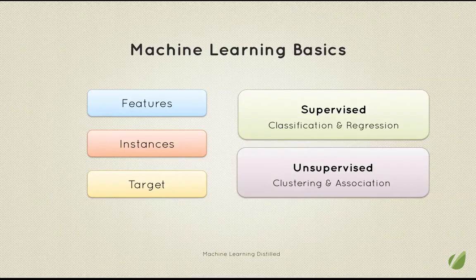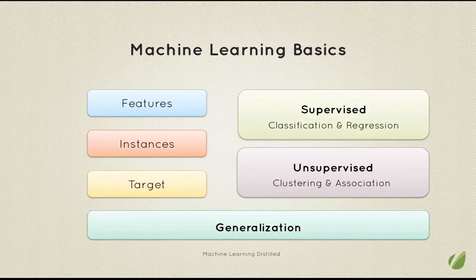Secondly, we've seen unsupervised learning in the form of clustering and association, where both of these are about finding good groupings within a set of data. Lastly, we saw the importance of generalization, creating models that don't overfit the data, but actually fit the underlying model that the data is representing.